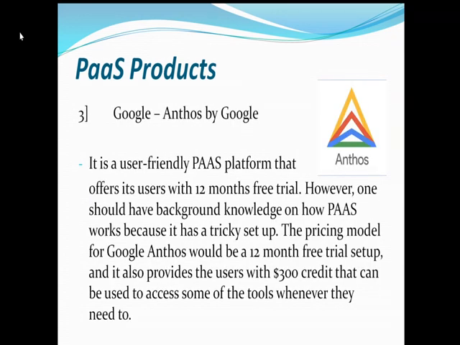The third one is Google Anthos by Google. It is a user-friendly PaaS platform that offers its users a 12-month free trial. However, one should have background knowledge on how PaaS works because it has a tricky setup. The pricing model for Google Anthos would be a 12-month free trial setup, and it also provides the users with $300 credit that can be used to access some of the tools whenever they need to.